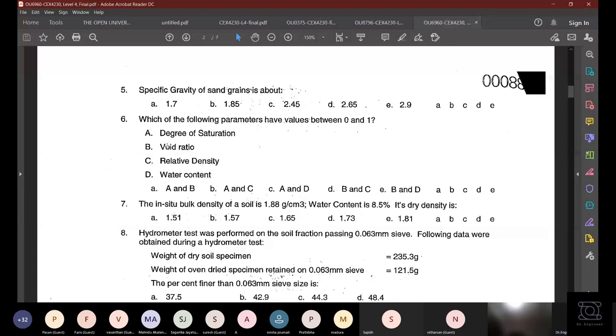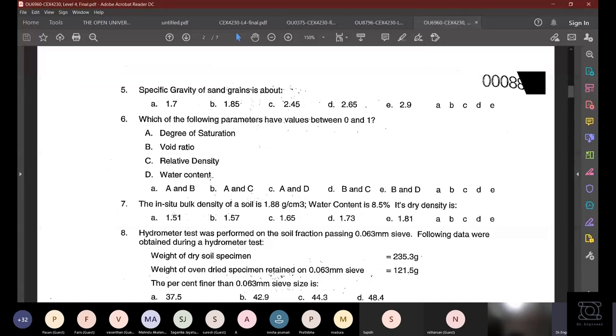Right? We did discuss that in peat soils. Water content can be higher than 1. So if we consider peat soil also, here there is no answer for that. Only A is the possible value. So if we omit that peat soil part, we'll get an answer that is A and D.